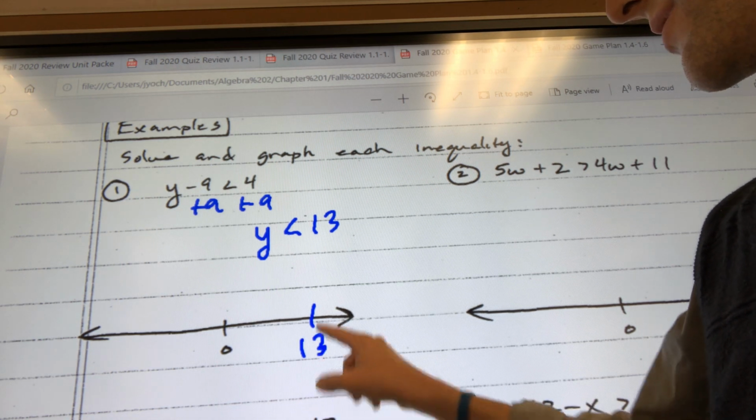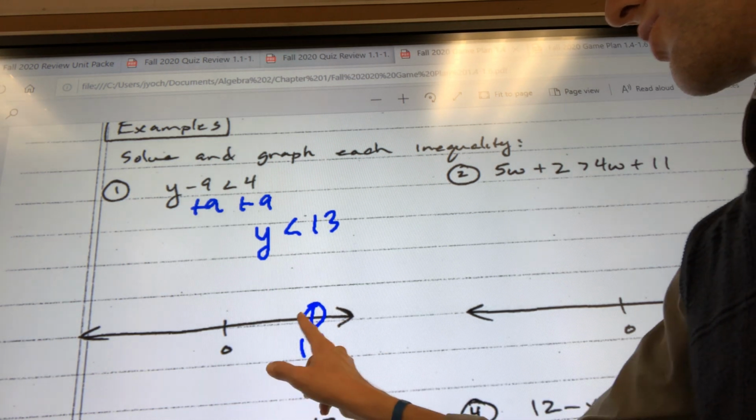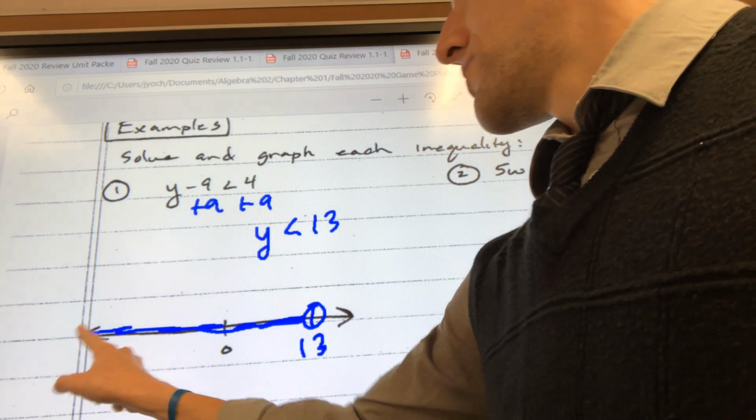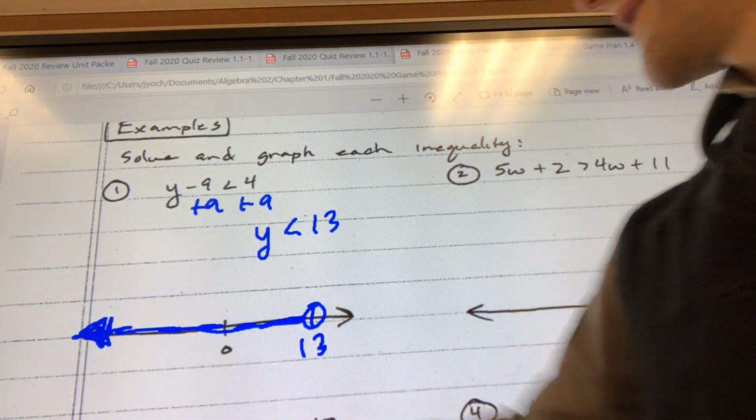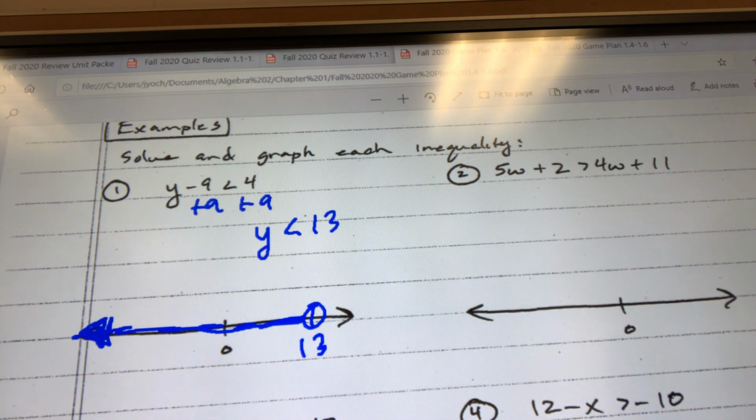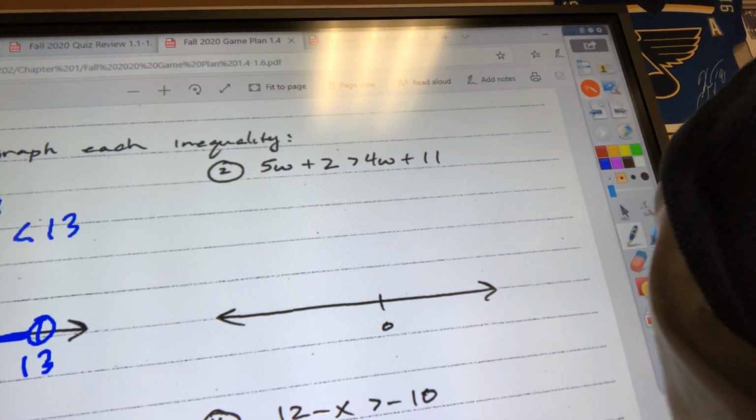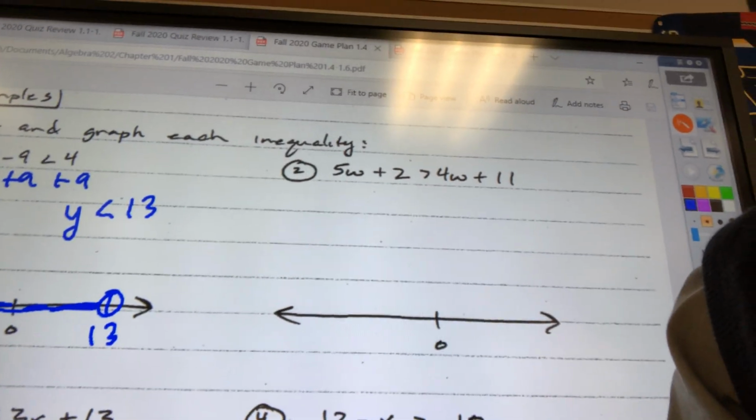13 is to the right of 0. Less than means open circle. Less than means shade to the left. Okay, shade to the left. Let's talk about number 2 next.